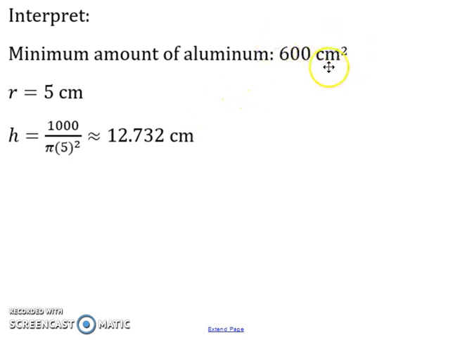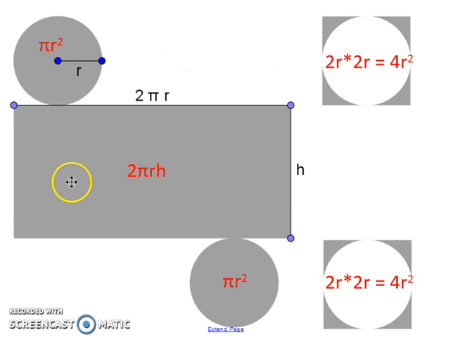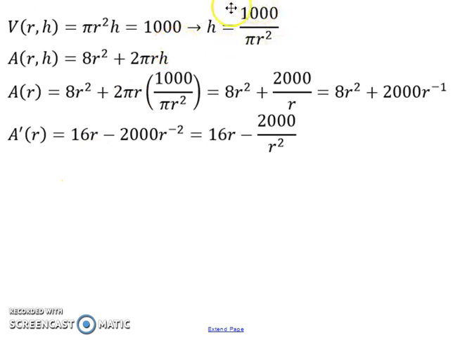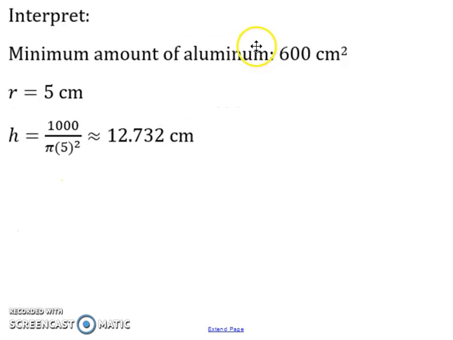So that was 600 from the previous page. We got that by plugging in a radius of 5. And to find the height of the can, we should just plug it back into, again, I'll remind you, at the very beginning, we found what h was equal to in terms of r. And so we're just going to plug that in and get a nice approximation there. And that's the problem.